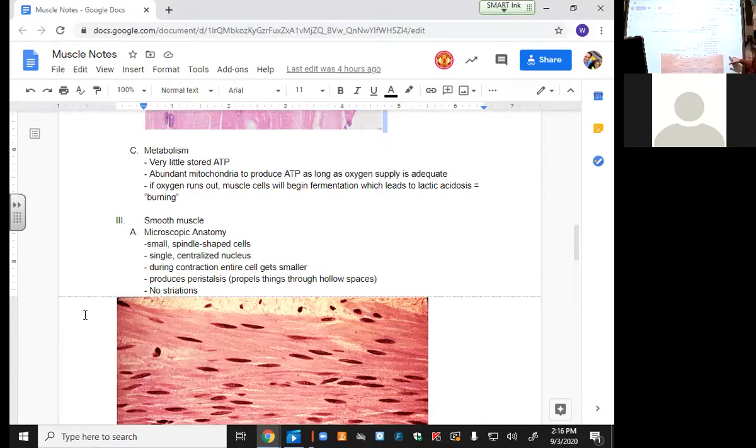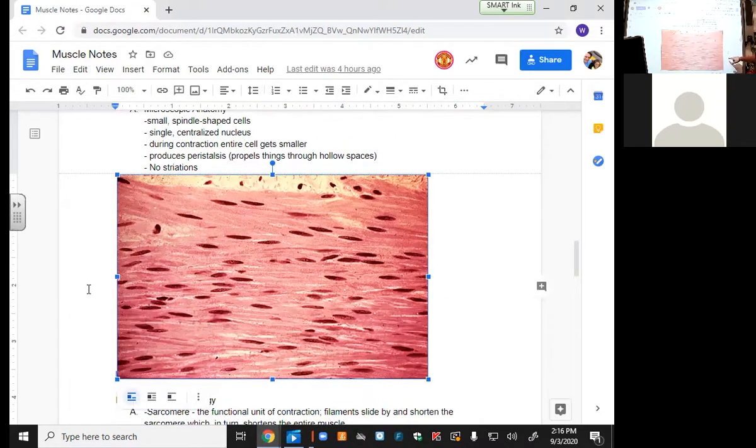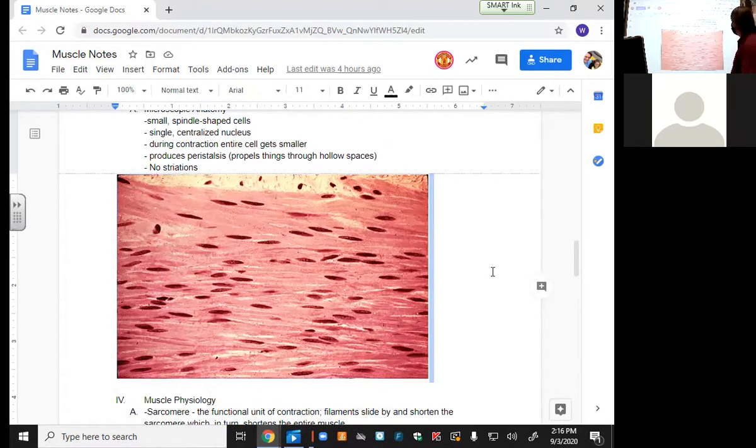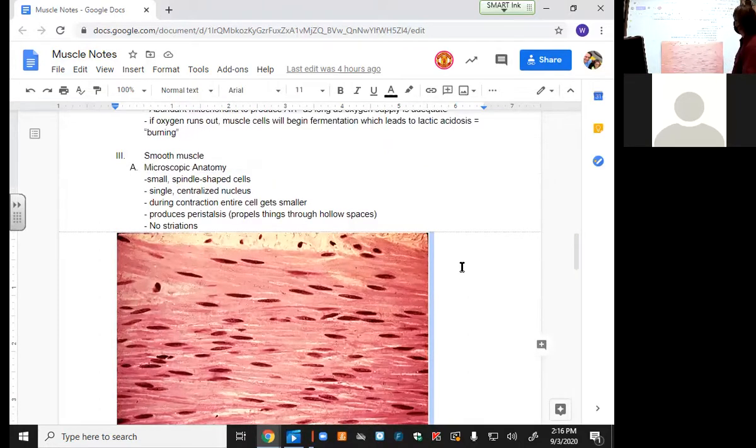Real quick, looking at smooth muscle. I know I have A there, but there isn't a B, I don't think. Yeah, that's where we'll stop here. So, looking at smooth muscle. Smooth muscle, I'm not going to talk about as much, just because it's not as fun.